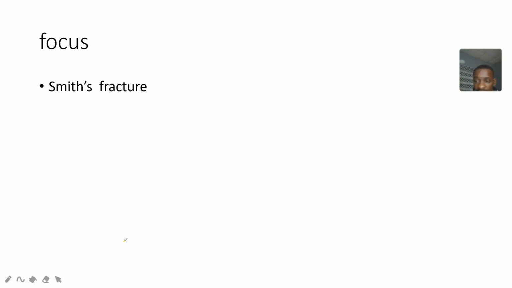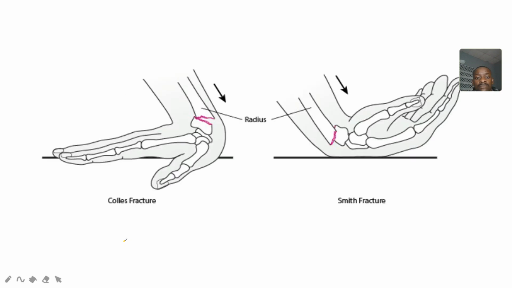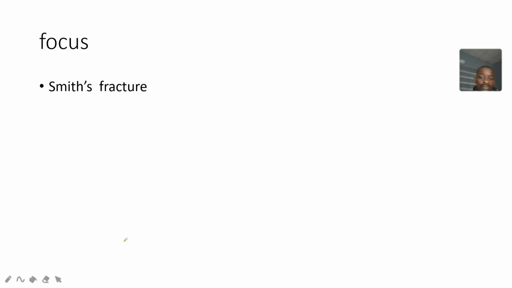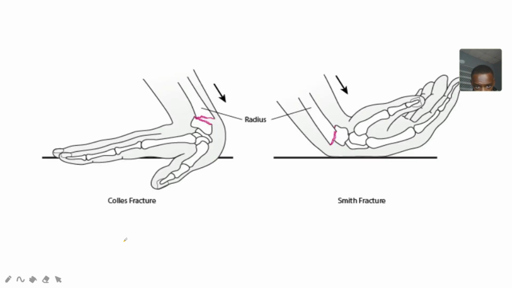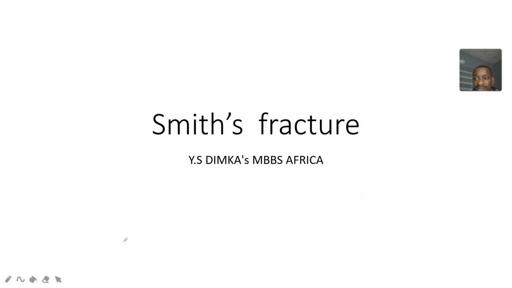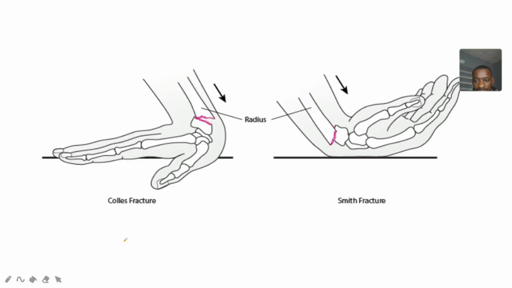I'll quickly look at another fracture, which occurs in the upper limb. So this is what is known as a Smith fracture. Okay. So you have the Colles fracture, which is kind of like a fracture and it goes forward. You have the Smith fracture, where you have a fracture and it's basically going backward.